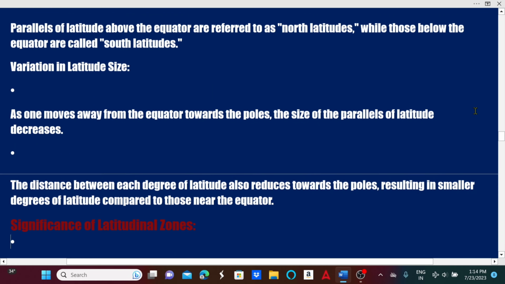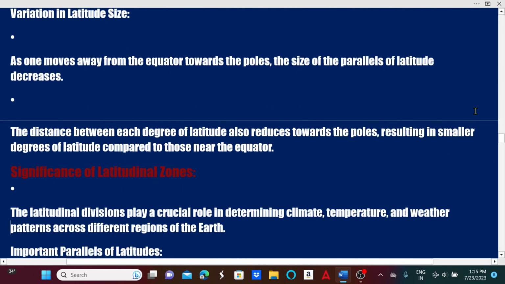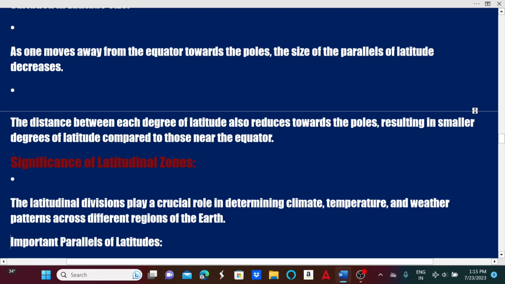Significance of latitudinal zones. Next topic is significance of latitudinal zones. The latitudinal divisions play a crucial role in determining climate, temperature, and weather patterns across the regions of the Earth. Next topic, important parallels of the latitude.